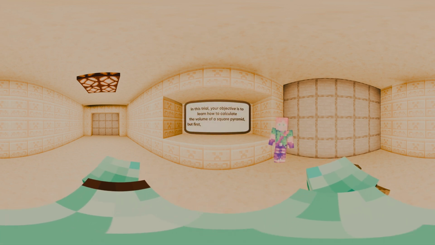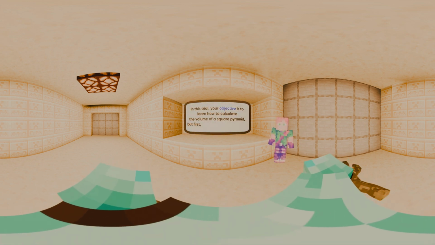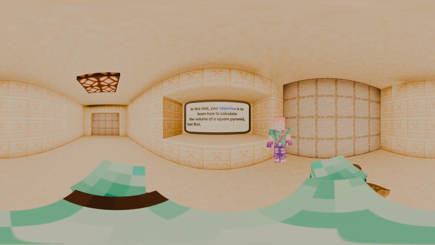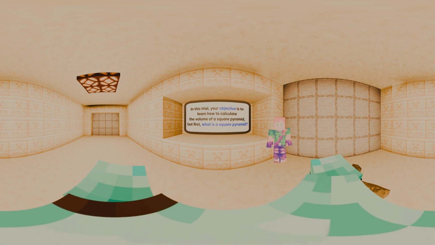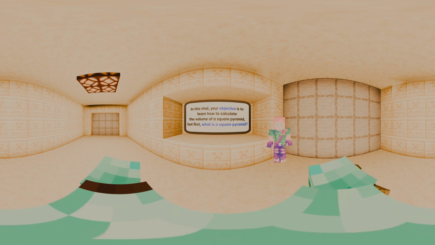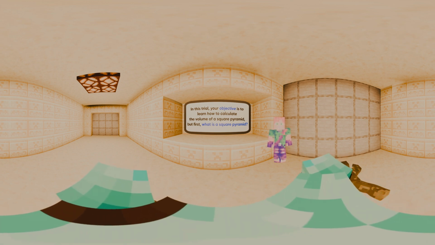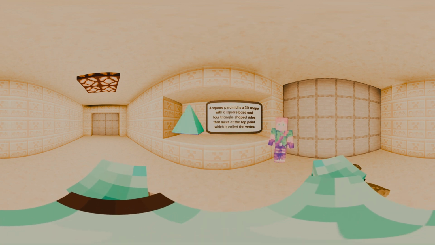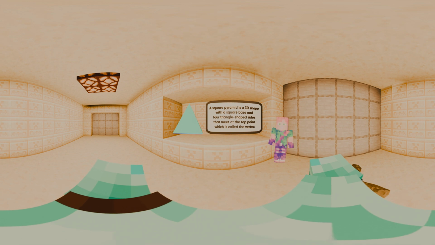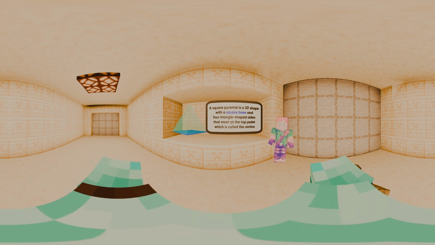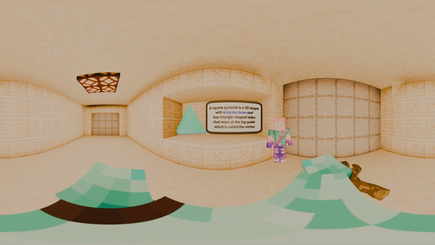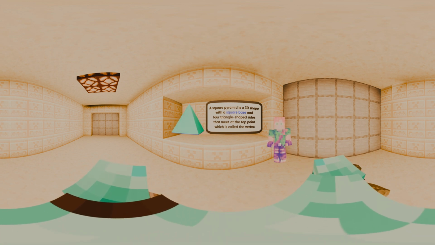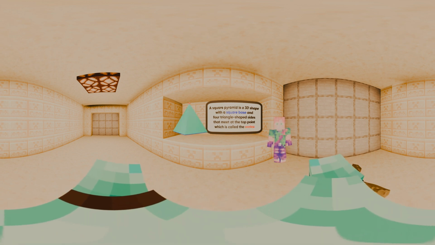In this trial, your objective is to learn how to calculate the volume of a square pyramid. But first, what is a square pyramid? A square pyramid is a 3D shape with a square base and 4 triangle-shaped sides that meet at the top point, which is called the vertex.